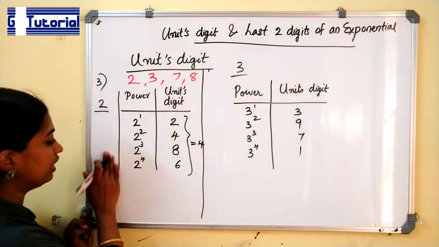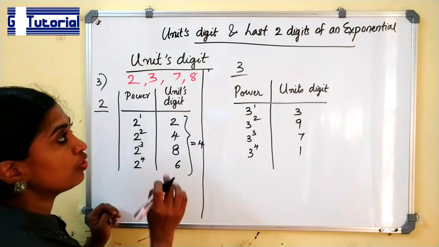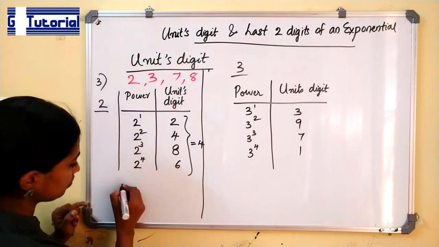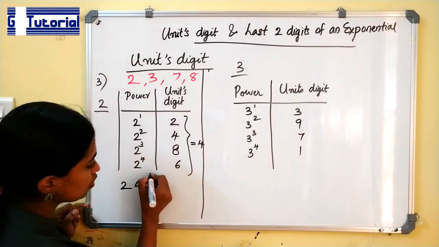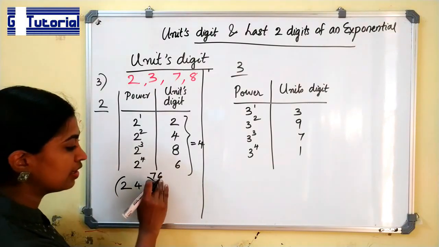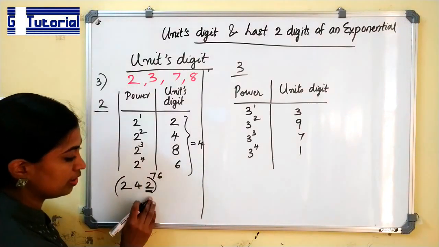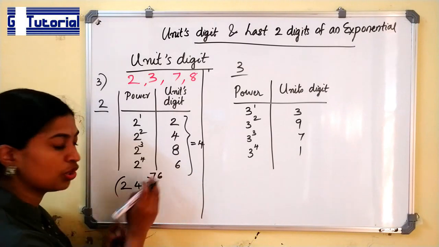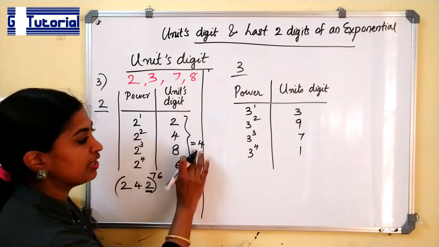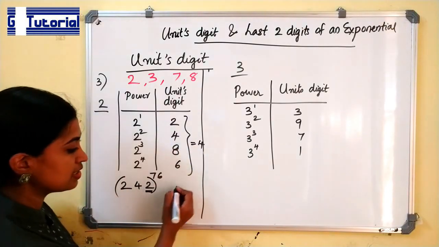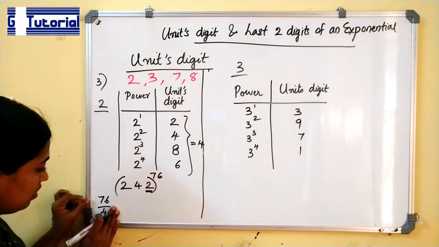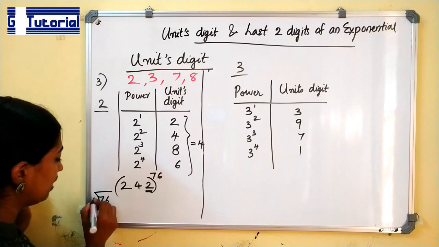So, for finding the units digit of an exponential of a number ending in 2, that is 242 raised to 76, this is a number ending in 2 and we have to find the exponential of that number. We have to take this exponent and divide it by its cyclicity, that is 76 by 4. We have to take the remainder of that.